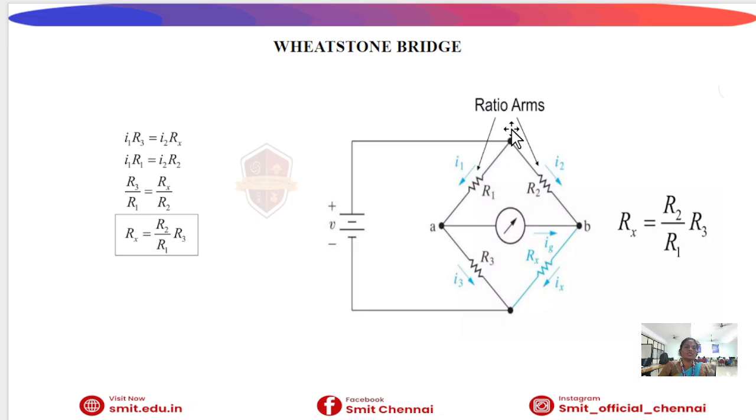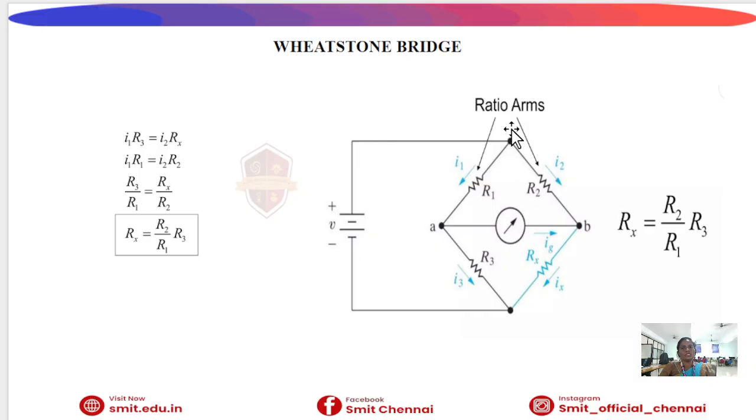In this Wheatstone bridge circuit, four resistors are connected in a diamond shape. Here, R1 and R2 are called the ratio arms. R3 is a known resistance. Rx is the unknown resistance that we want to find, and a galvanometer is connected between points A and B. When the bridge is adjusted to balance condition, the galvanometer shows zero deflection, meaning no current flows through it. At balance, the potential at point A becomes equal to the potential at point B. Therefore, current through the galvanometer is zero.